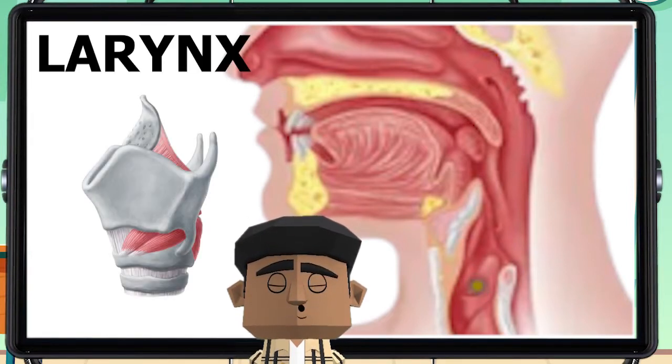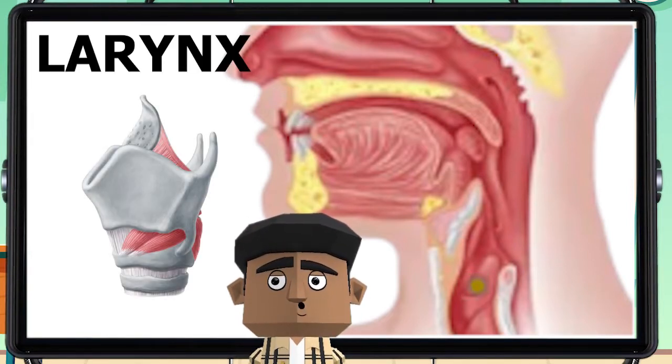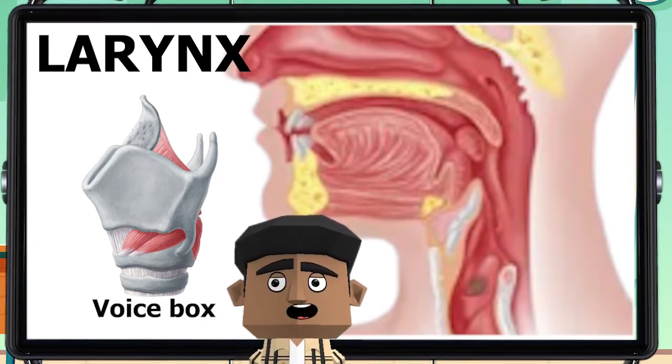The larynx is a tough, flexible segment of the respiratory tract. The larynx is also known as the voice box. Did you know why? Yes, because it contains the vocal cords that produce the sound of speech and singing.